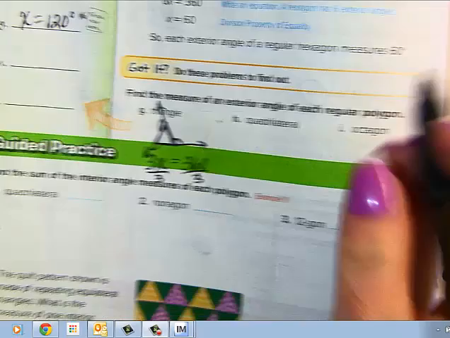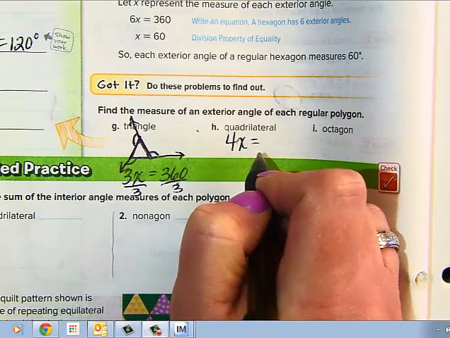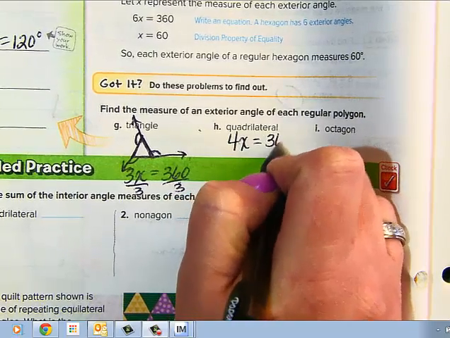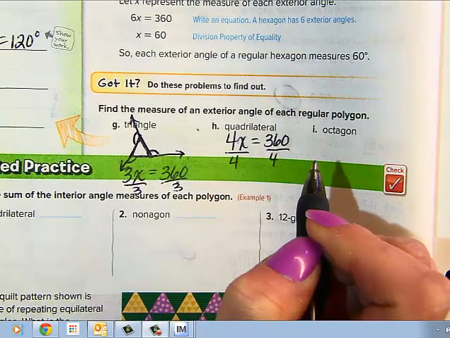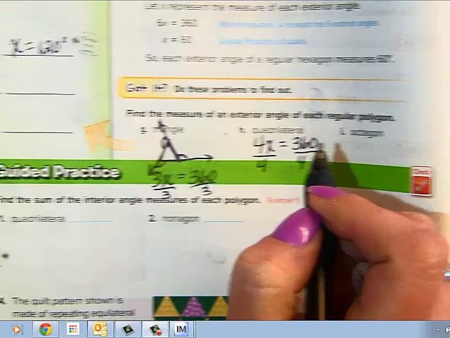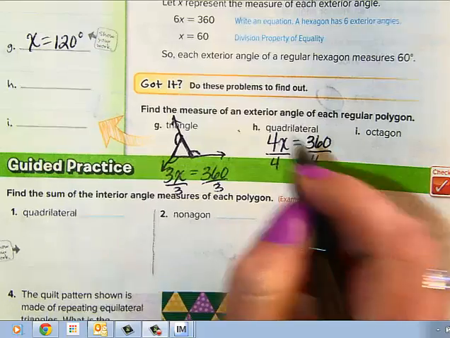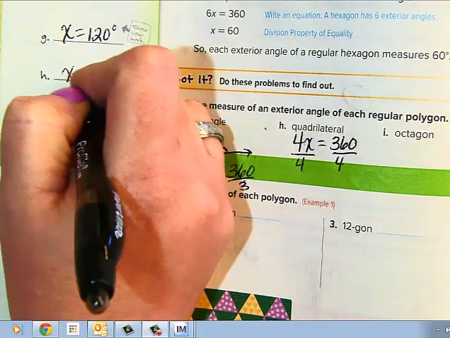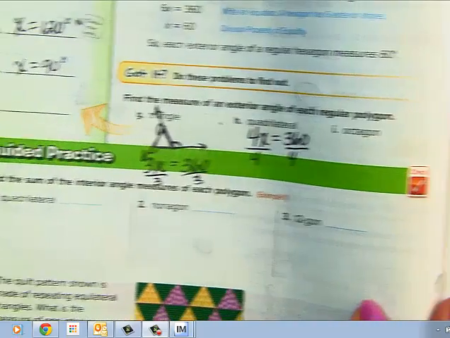So a quadrilateral, how many sides do I have? Well, I have 4 sides. So I have 4x, and the outside has to measure 360. So divide by 4, divide by 4. And so every outside angle of a regular quadrilateral has to equal 90 degrees, because 360 divided by 4 is 90. Now let's talk about an octagon.